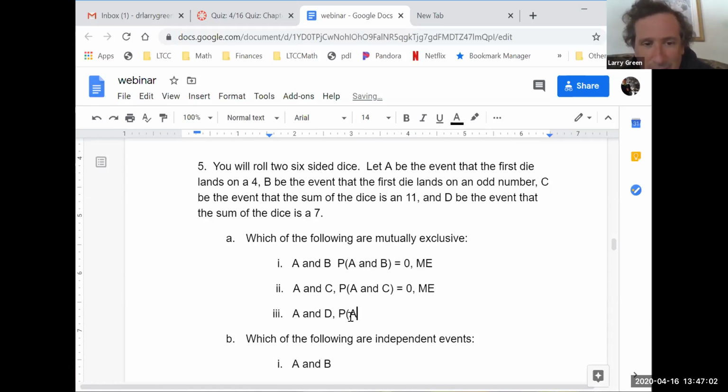So the probability of A and D. Let's read it again. A is the first die is a 4. D is the sum is a 7. Can that happen? Yeah, because you can get a 4 and a 3. And that's actually the only way it can happen. That probability is there's one way of it happening.